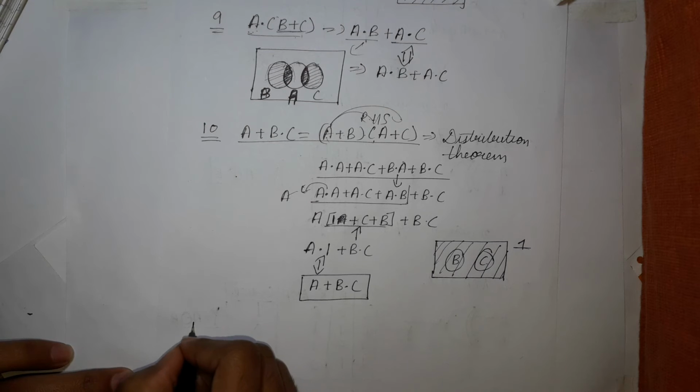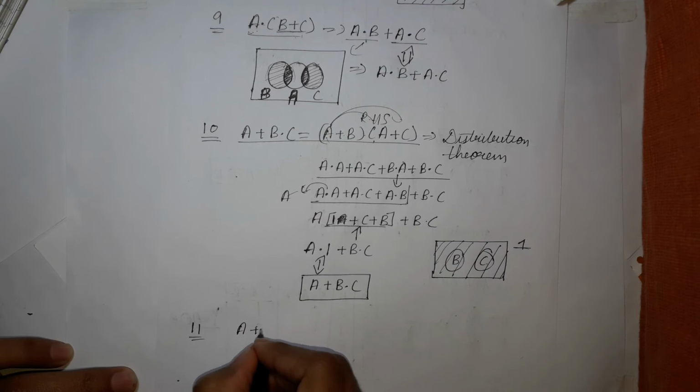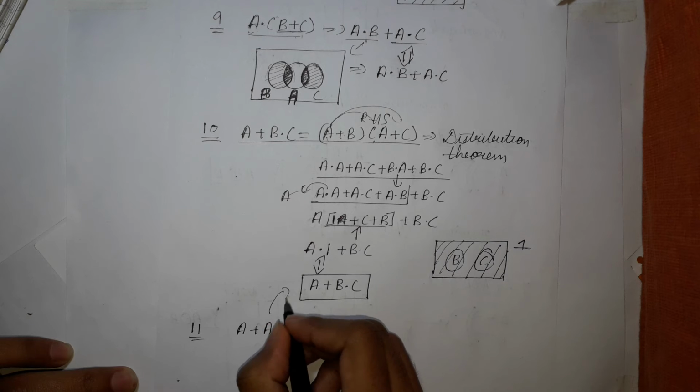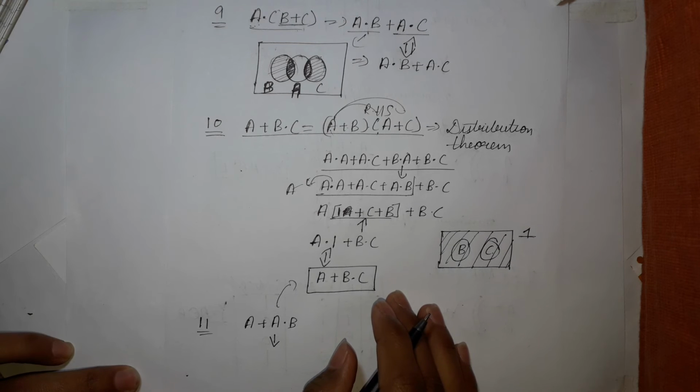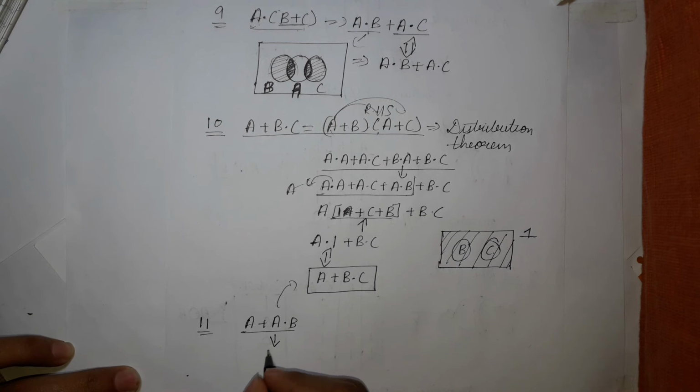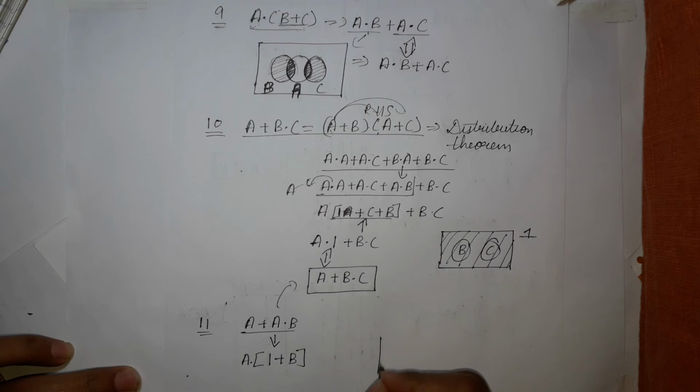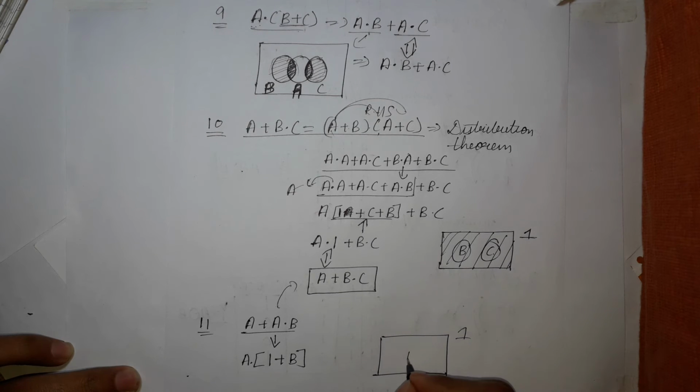That is question number 11, which is nothing but A or A dot B. Now if you understood this one, this question will be very easy. Try to stop the video and answer it. In this question, we'll just take A as common. Now it will be A and 1 or B. Now again using the Venn diagram, this whole is 1 and here we have our B. Now the total region covered by 1 and B is nothing but 1 itself. So this becomes A and 1. Now what is common between 1 and A? Nothing but A. So the answer is A.